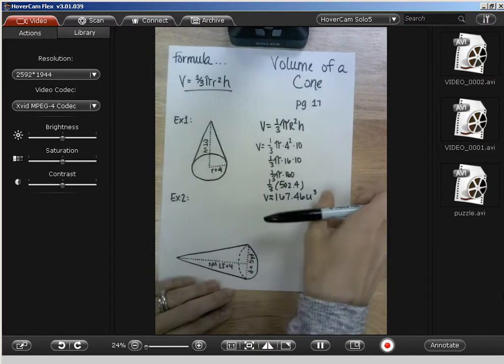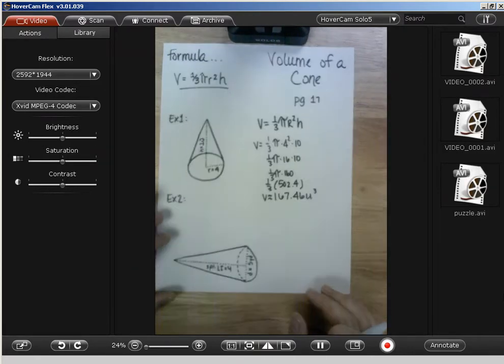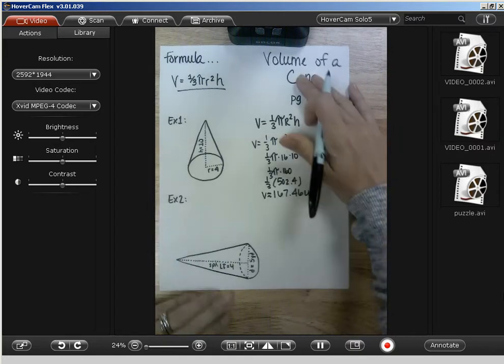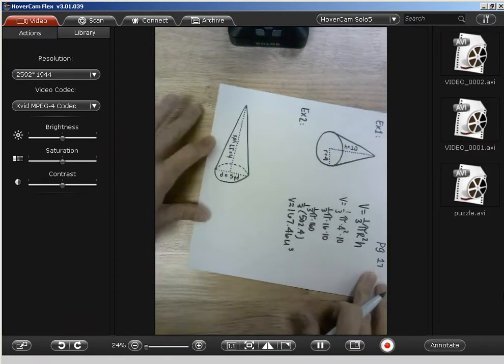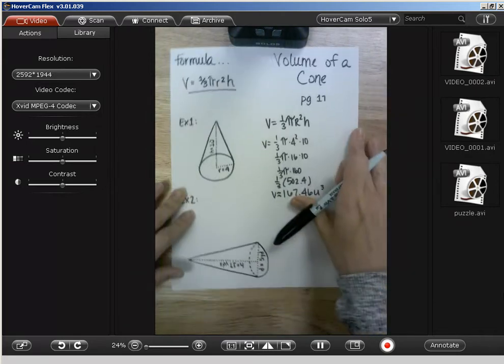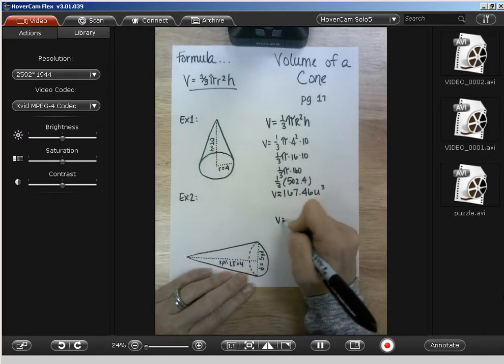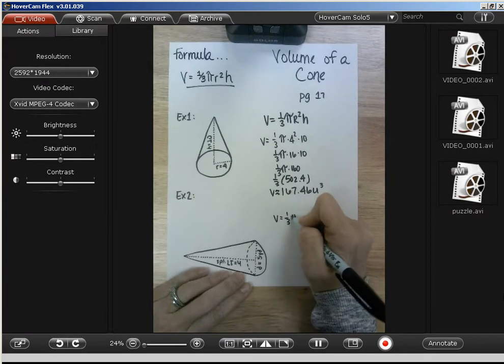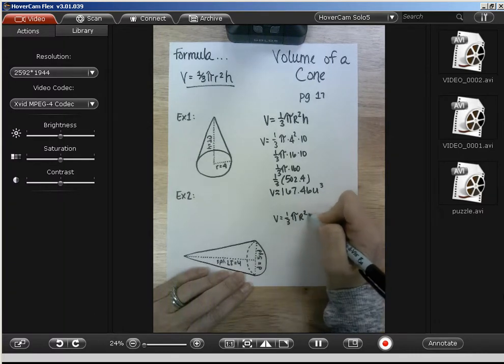Okay, we have another example down here. And this one's turned. That's okay. We still know what to do with that. If you're confused at all, it's okay to rotate your paper and do it that way. So I write my formula. Volume equals 1/3 pi times radius squared times height.